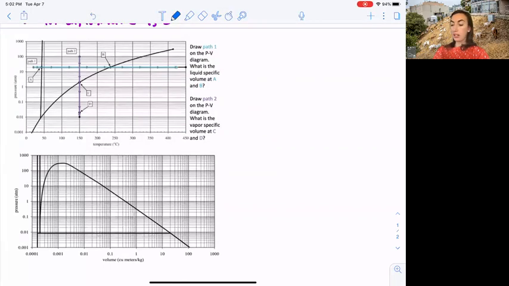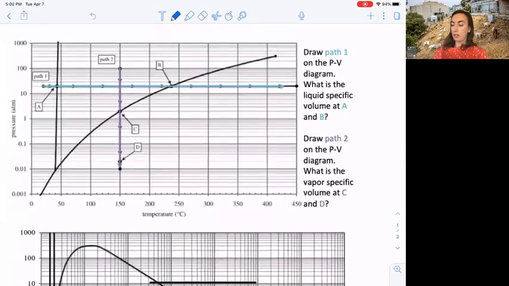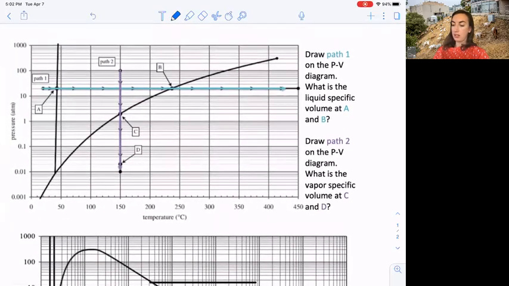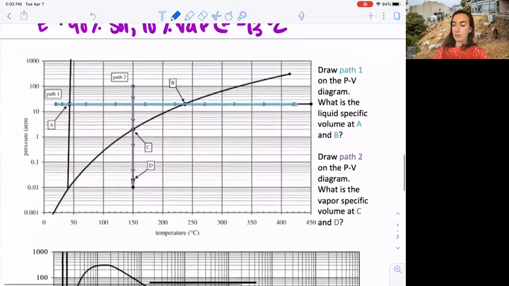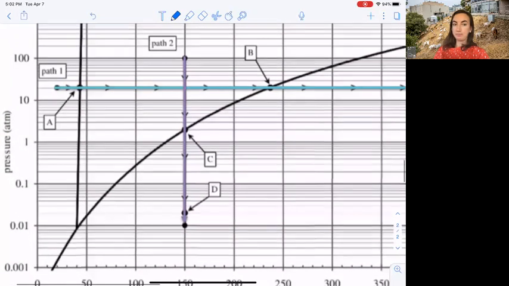So starting with path one. Path one is a little bit easier to draw just conceptually on a PV diagram than path two is, because pressure is our y-axis on both of these diagrams. And so if we have a line that is at constant pressure on our PT diagram, it's going to have to be at constant pressure on our PV diagram as well. So the pressure that we are at for path one is 20 atmospheres, just reading off the axis here.